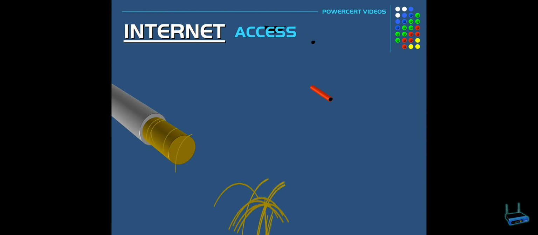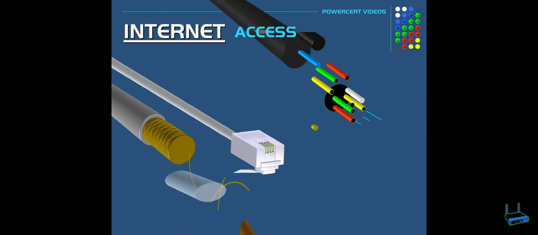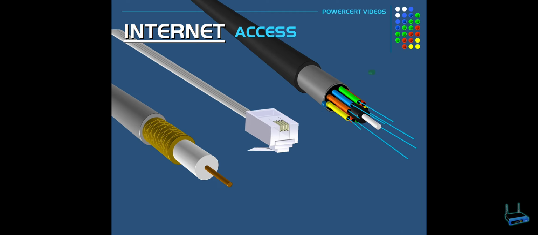In this video, we're going to talk about 3 different internet access technologies. So we're going to discuss the difference between broadband cable, DSL, and fiber. So let's start with broadband cable.